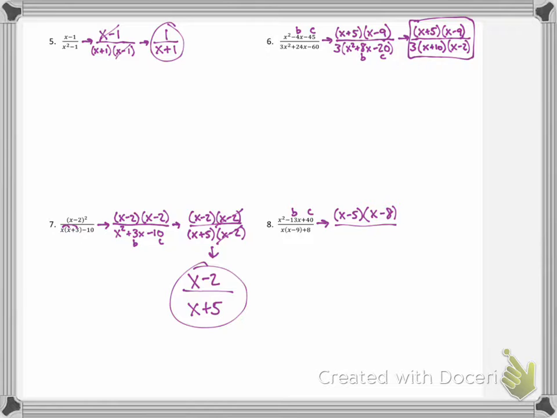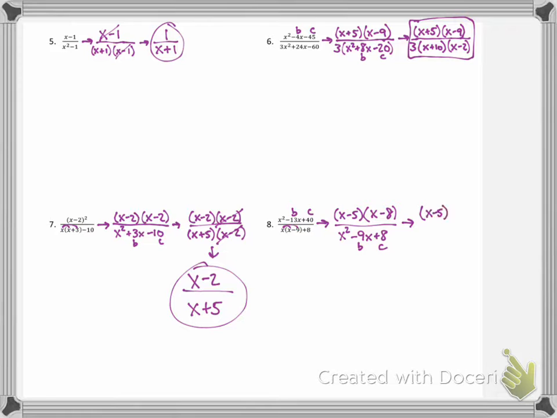My denominator, once again, looks a lot like number 7. It's kind of broken apart, kind of not. So what I'm going to do is put it together to make it look like a normal trinomial. I'm going to distribute the x in and make this x squared minus 9x plus 8. And now I'm going to factor the trinomial at the bottom apart.